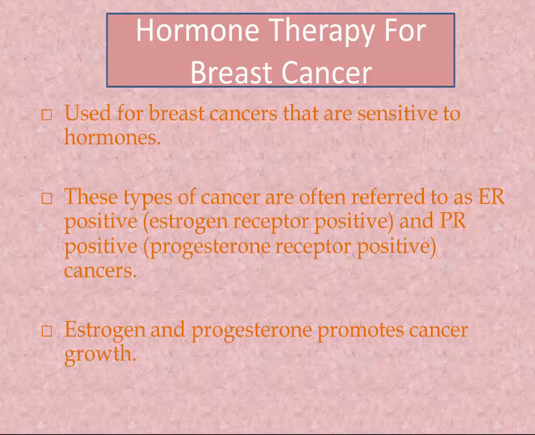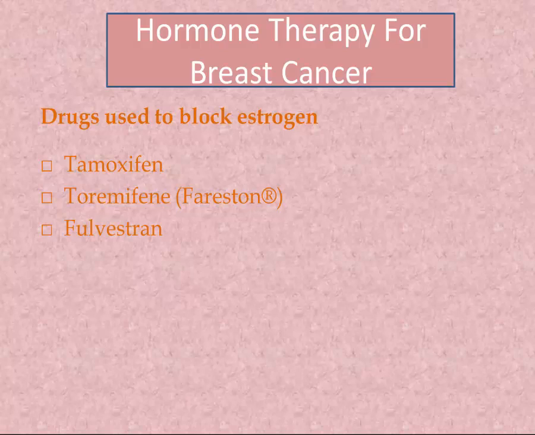Hormone therapy for breast cancer. Used for breast cancers that are sensitive to hormones. These types of cancer are often referred to as ER-positive, estrogen receptor positive, and PR-positive, progesterone receptor positive, cancers. Estrogen and progesterone promote cancer growth. Drugs used to block estrogen: tamoxifen, Faslodex, fulvestrant.